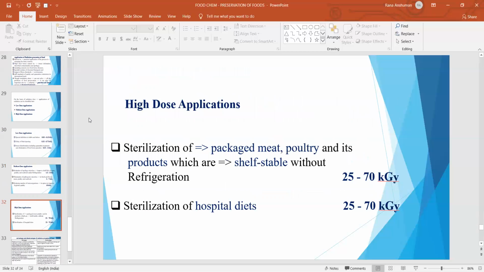High dose applications, that is at a level of 25 to 70 kilogray, are used for sterilization of packaged meat, poultry, and its products, which are shelf stable without refrigeration, and also for sterilization of hospital diets.